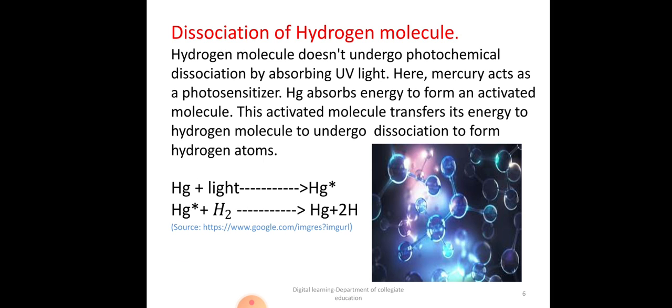Dissociation of hydrogen molecule. Hydrogen molecule doesn't undergo photochemical dissociation by absorbing UV light. Here, mercury acts as a photosensitizer. Mercury absorbs energy to form an activated molecule, as in step 1. This activated molecule transfers its energy to hydrogen molecule to undergo dissociation to form hydrogen atoms. That is step 2.